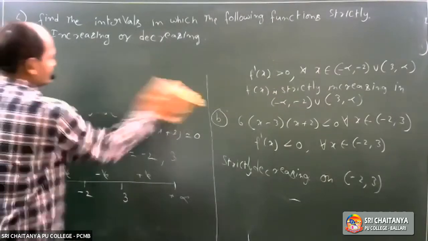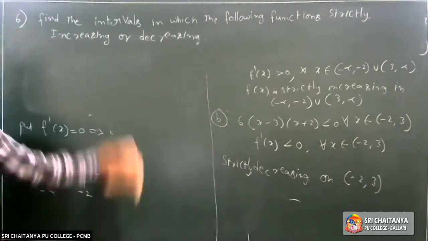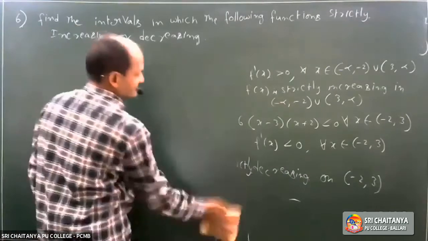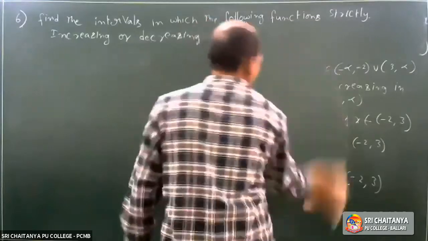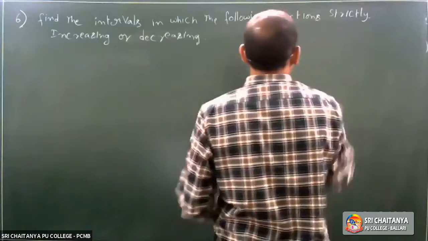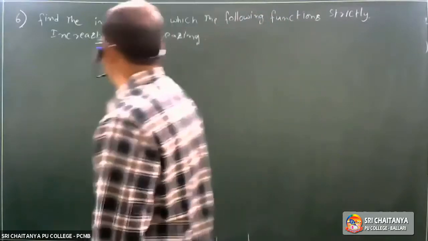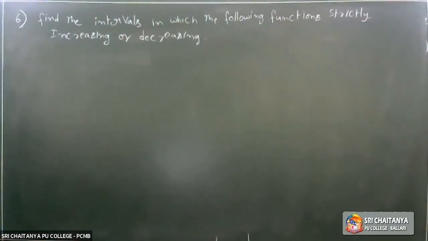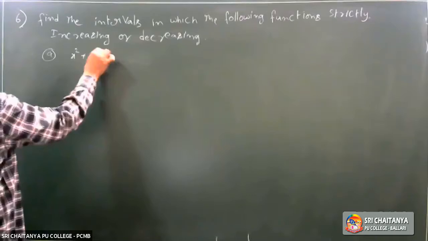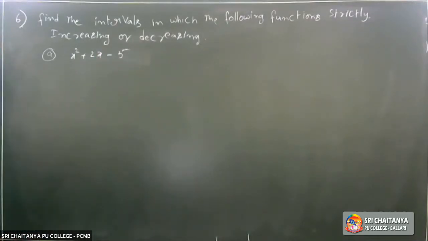Find the intervals in which the following functions are steadily increasing or decreasing. Steadily increasing or decreasing. A question: x square plus 2x minus 5.